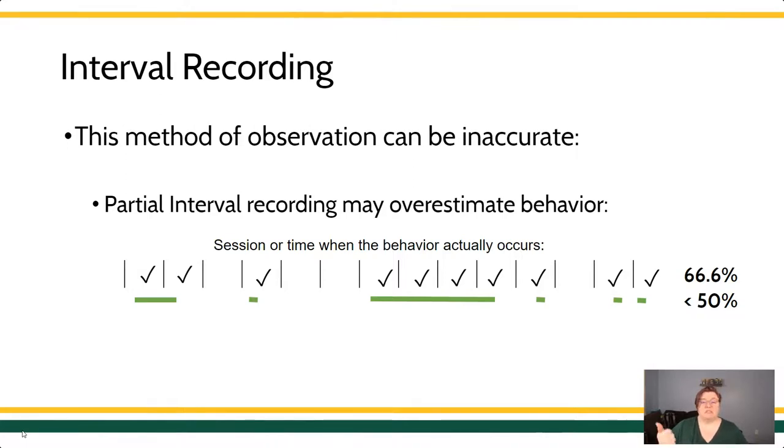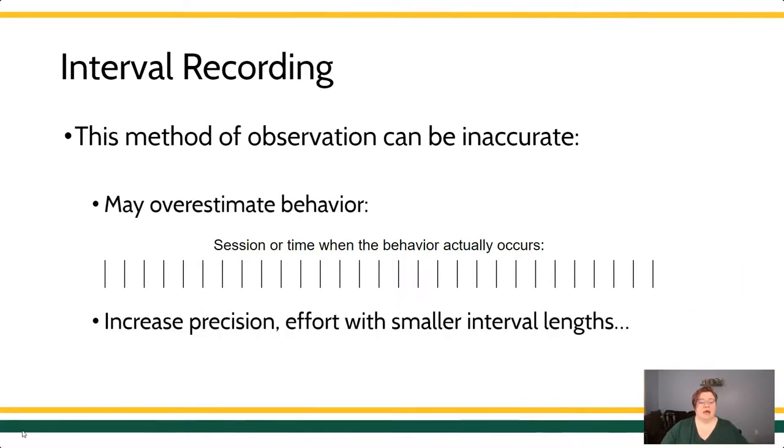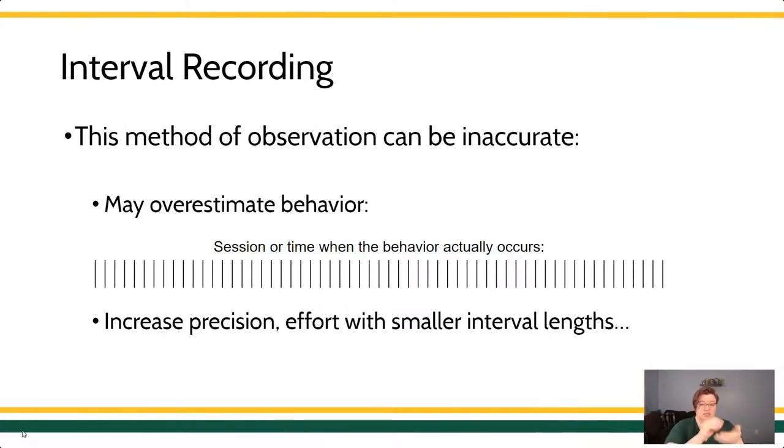We measure this because it's easier than the true value, the true duration, start and stop time, and much easier to use in clinical practice. Now, I can increase the accuracy if I were to make smaller intervals. I could make them as tiny as possible and just say, yes, it's happening during this 1 second and the next second and the next second and so on. But again, the smaller your intervals, you will be more precise, but it's going to be much more effortful to use this method of observation.